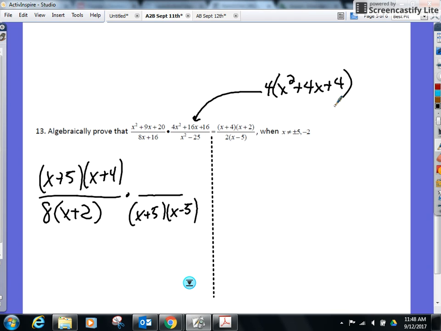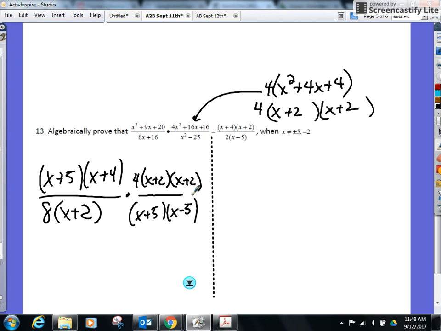Notice I'm doing this off to the side because I don't want it to get disorganized here, because what can I still do inside that parenthesis? Factor one more time. All right, so I bring down the 4, factor what's inside the parentheses, two numbers that multiply to 4 but also add to 4. X plus 2 and x plus 2, there we go, nice job. Does it look like the right side yet? Nope, that's probably because we have to simplify now.